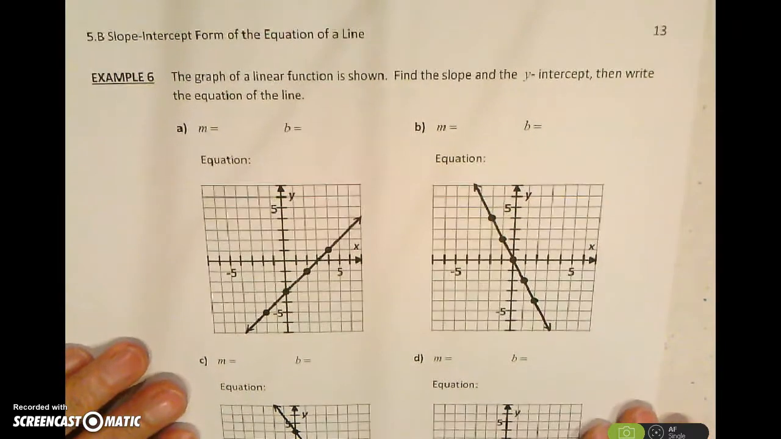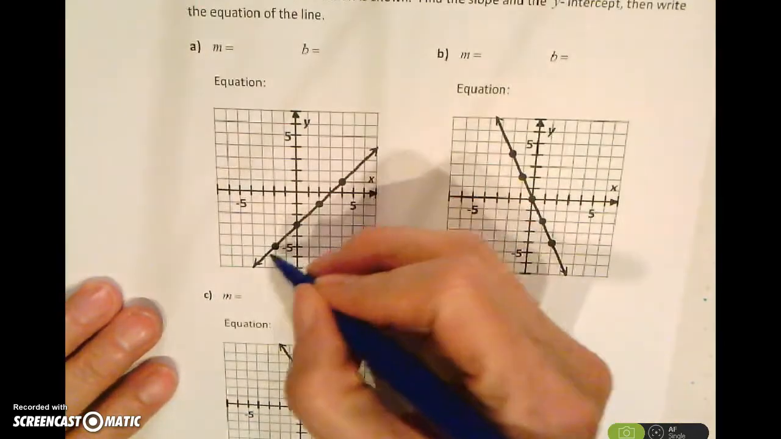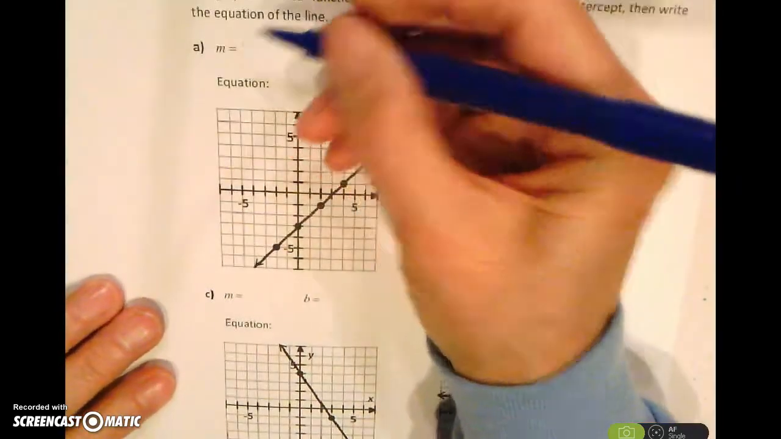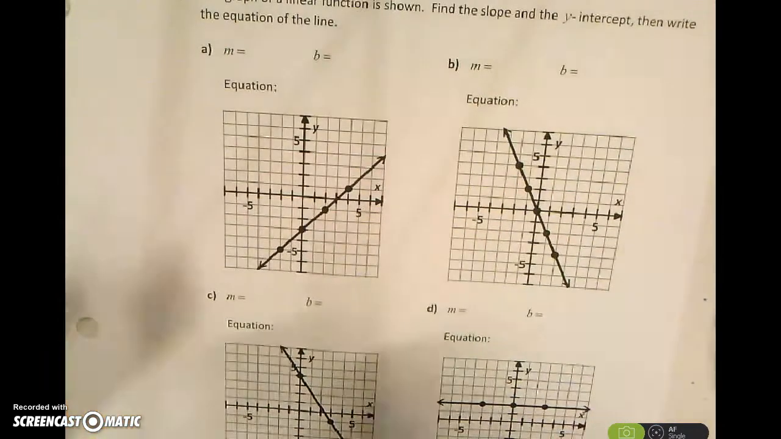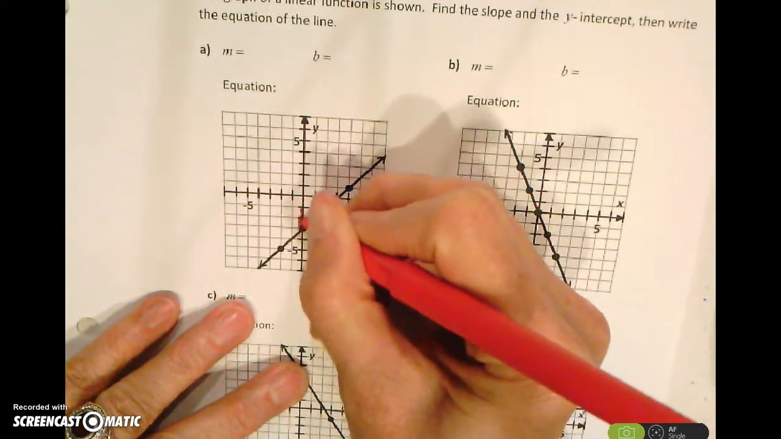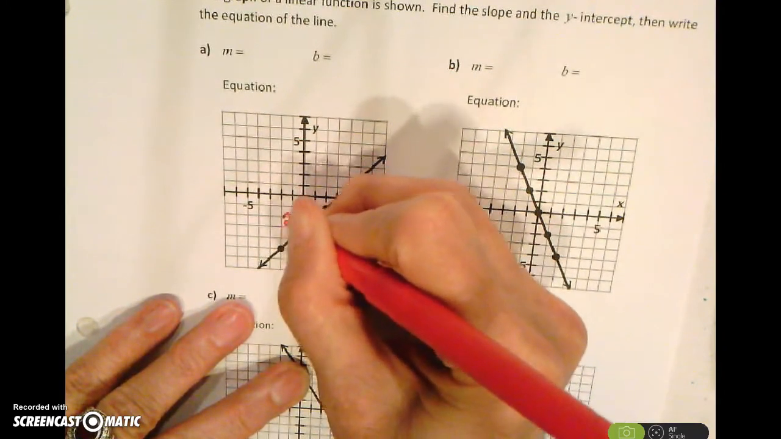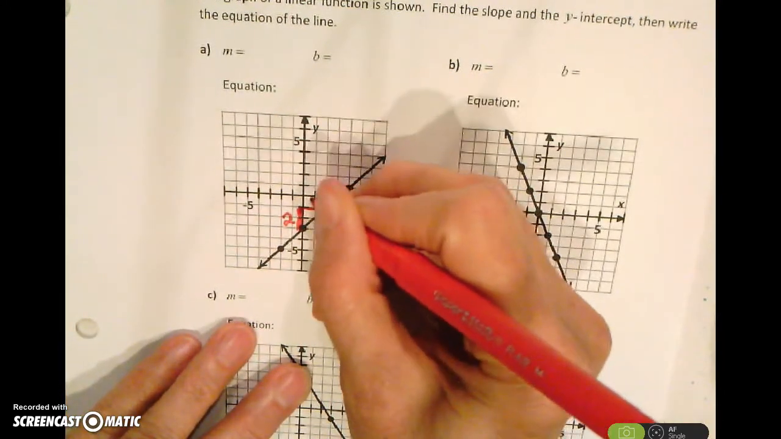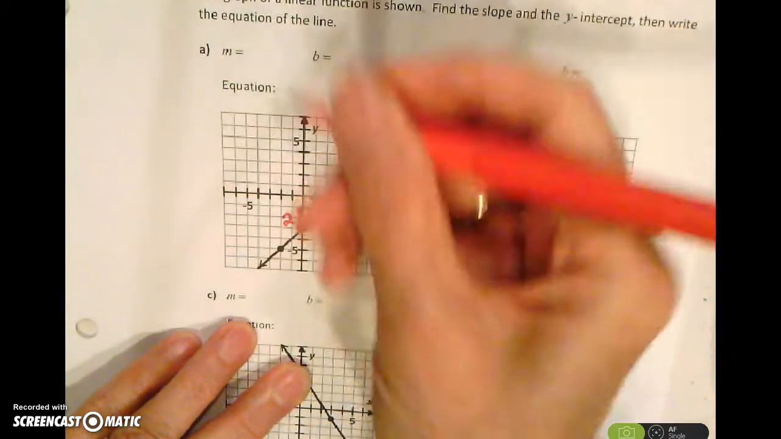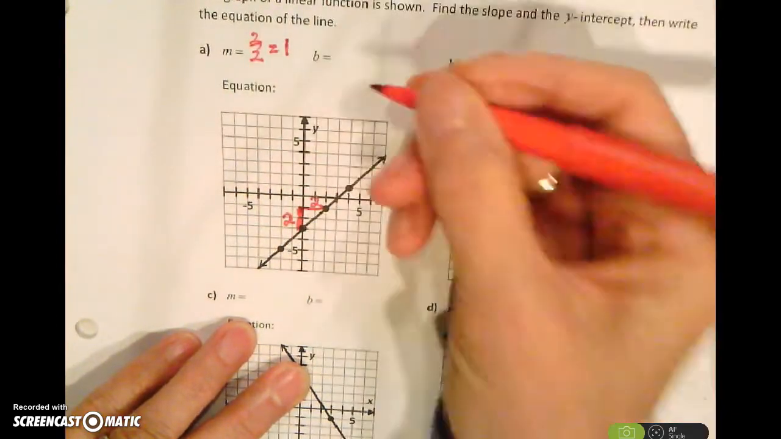Example 6, the graph of a linear function is shown. Find the slope and the y-intercept, then write the equation of the line. So now what we're going to do is go back the other direction. So we're going to look at the line, and we need to determine what the slope is. So remember that the slope is going to be rise over run. So I've got these two obvious points. The rise is 2, count 1, 2, and the run is 2. So the slope is going to be 2/2, which is going to reduce to 1.